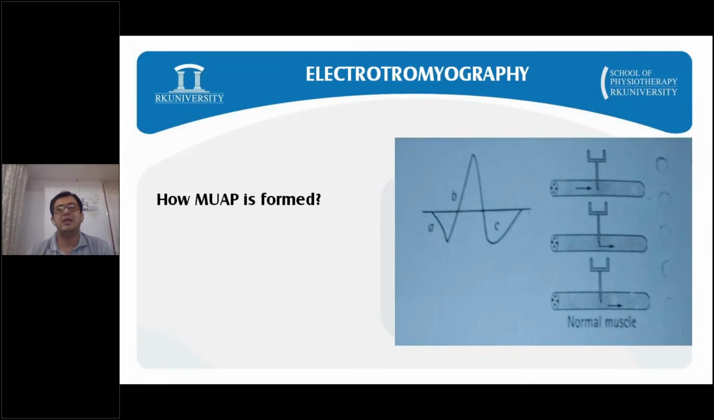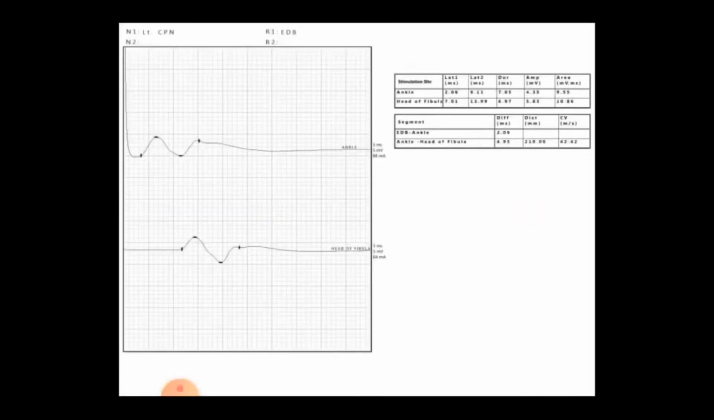Clear? So here I am enlarging the screen so that you can read even the values of this report. So first we will understand the motor nerve conduction study. See this report. Confused what to read? Let us start step by step. This is recording from the left common peroneal nerve. So here we are testing the left common peroneal nerve. Recording muscle is EDB, that is extensor digitorum brevis.